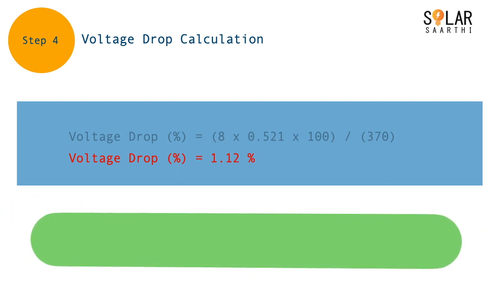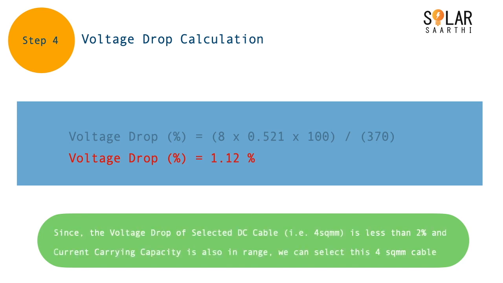Now since the voltage drop of the selected cable, that is 4 square mm in this case, is less than 2%, and the current carrying capacity was also in the required range, we can easily select a 4 square mm cable for this particular example.